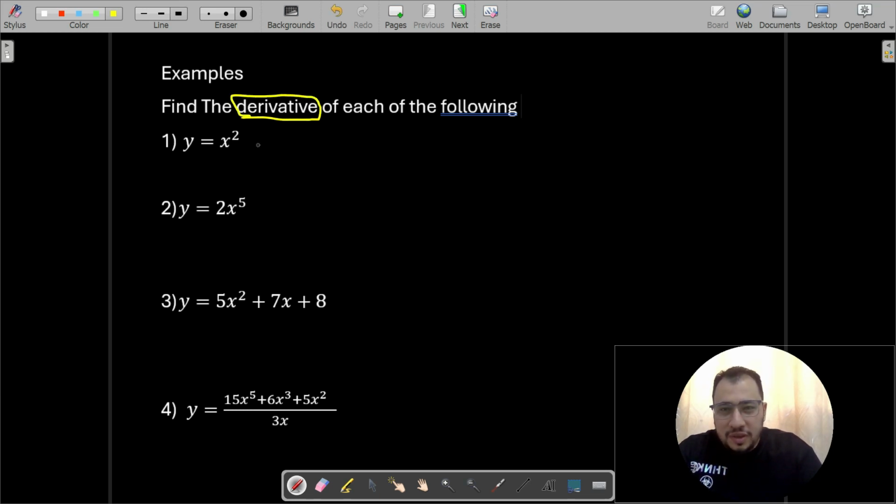How can you get the derivative? Simply, derivative means dy by dx. So another way I can ask the question: find dy by dx for each of the following. Okay, how can we get dy by dx here?